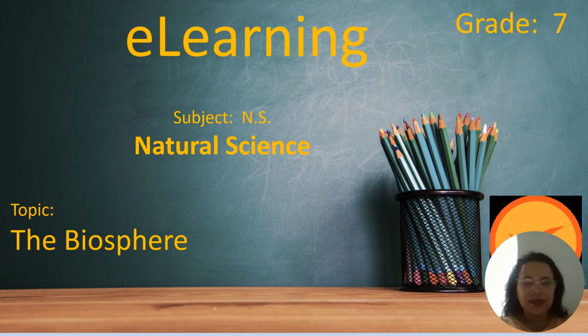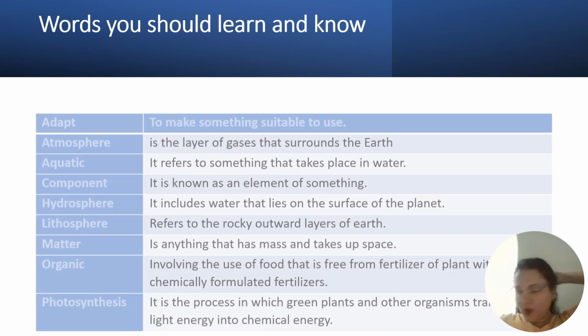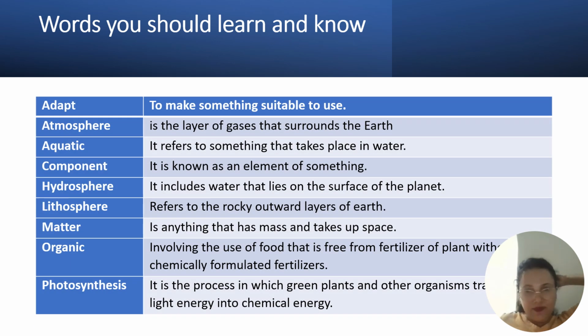So we're going to be doing some grade 7 natural sciences and the topic is the biosphere. Now it's important to learn what the biosphere is about, but before we get into that, you're going to learn about important words. Now it's important to develop your vocabulary and you need to know the following words.